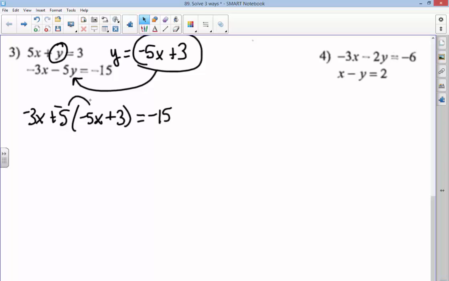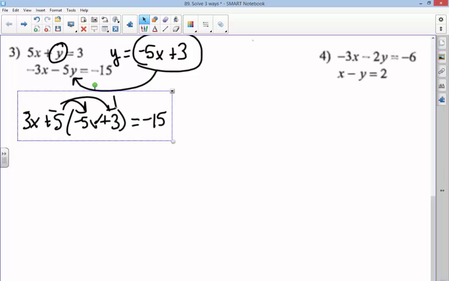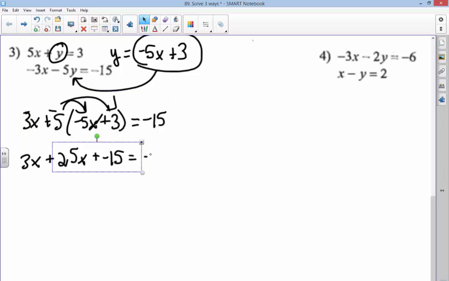Slash and dash, distribute. Oh boy. So 3x plus, that's an x, 25x plus negative 5 times positive 3 is negative 15. These are on the same side of the equation, so 28x, and let's go ahead and add that 15.